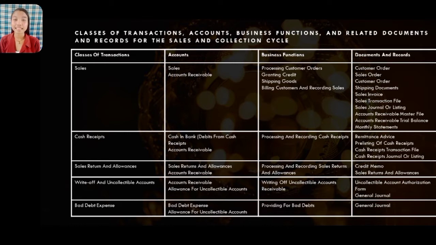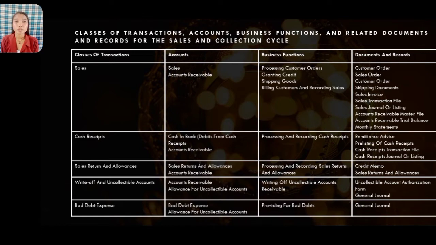For accounting of the sales, we must debit accounts receivable and credit sales. For cash receipts, we will debit cash in bank and credit accounts receivable. For sales returns and allowances, we will debit sales returns and allowances and credit accounts receivable. For write-off, we debit allowance for uncollectible accounts and credit accounts receivable. And for bad debts expense, we debit bad debts expense and credit allowance for uncollectible accounts.